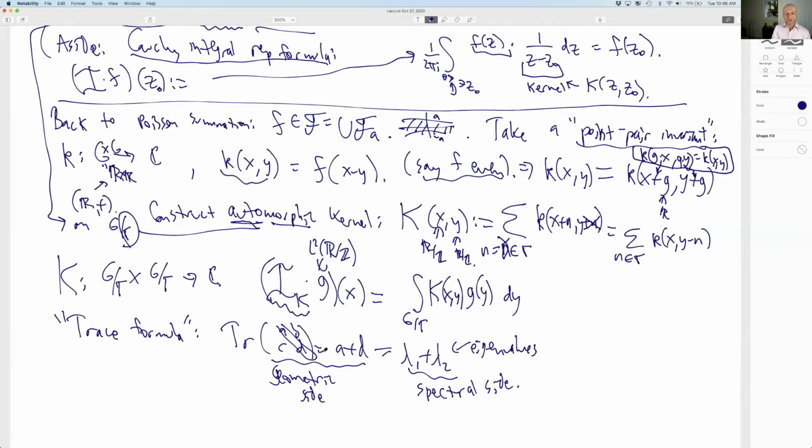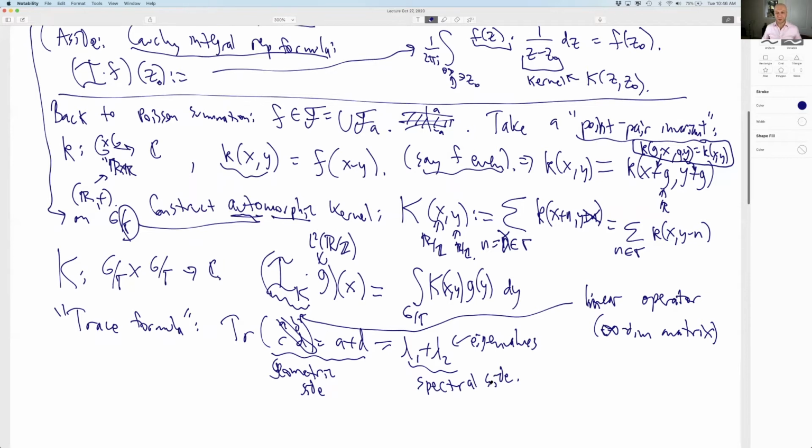We have a matrix. I mean, this I_K is an integral operator, so it's some linear operator. It's some infinite dimensional matrix. You can think of it like that. And we want to take its trace and we want to compute the spectral side of the trace formula. So let's talk a little bit more about the spectral side.